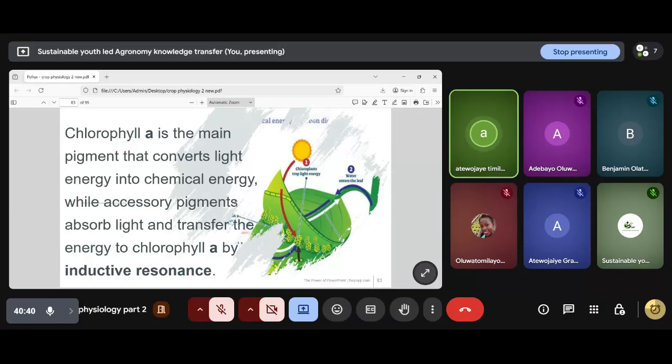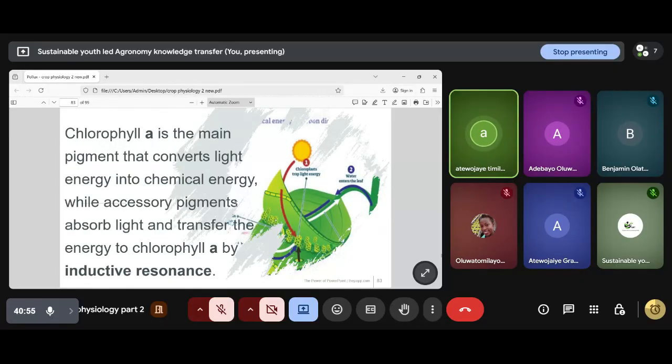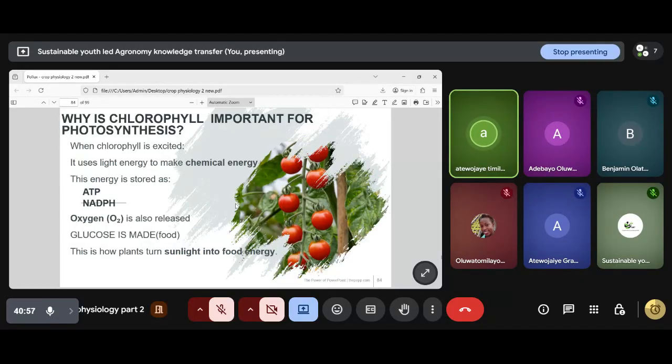So it is that chlorophyll A, after joining, they work together. Chlorophyll A and chlorophyll B on the leaves work together to convert light energy into chemical energy. Do you understand that? Chlorophyll B transfers light to A. So let's move on.